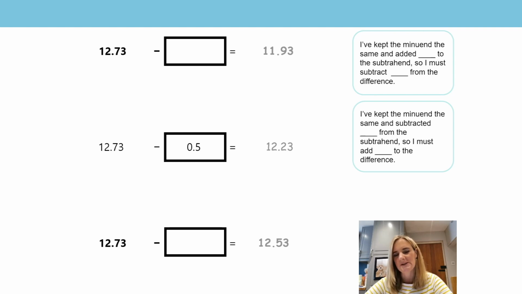Have our minuends been kept the same? They have, haven't they? Okay, so let's have a look at what's happened to the difference then in the first calculation. So from the middle calculation to the top calculation, what's happened to the difference? It's decreased by 0.3. Can you tell me why 12.23 subtract 0.3 or subtract 3/10 is 11.93? Where did those numbers come from?